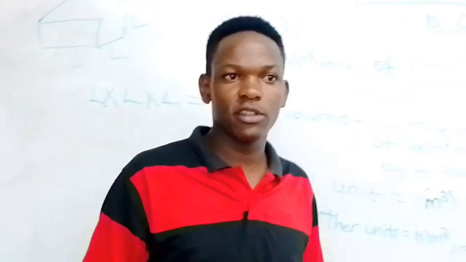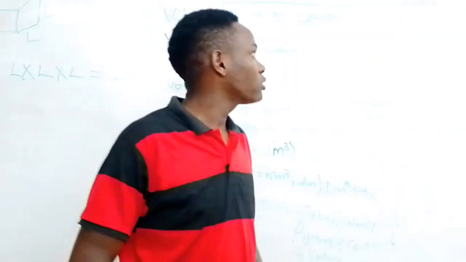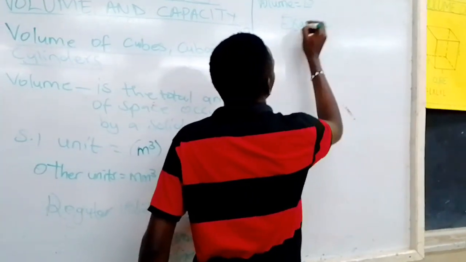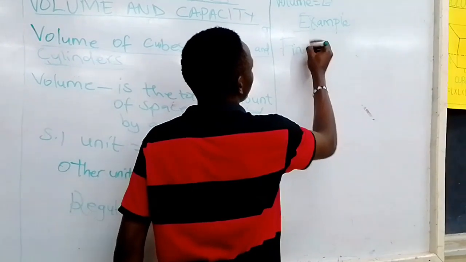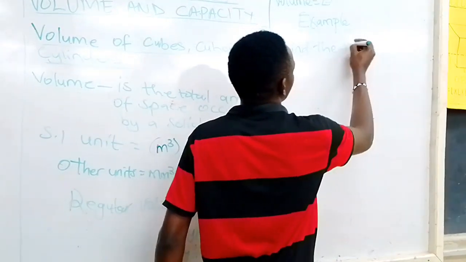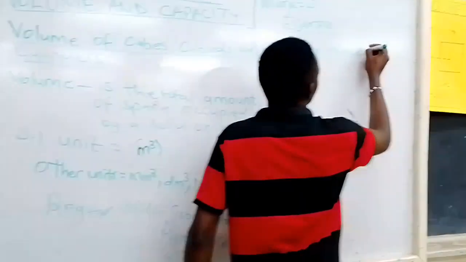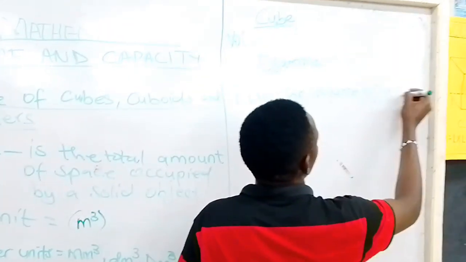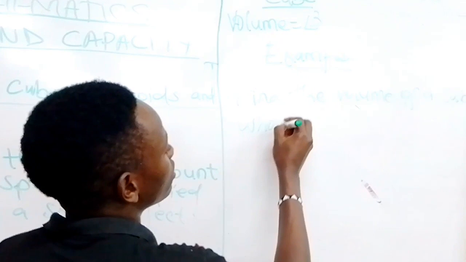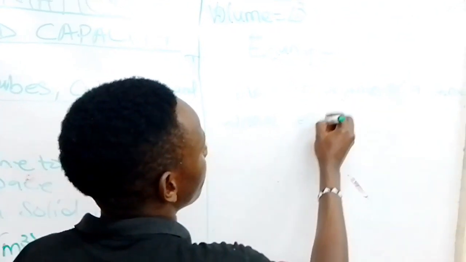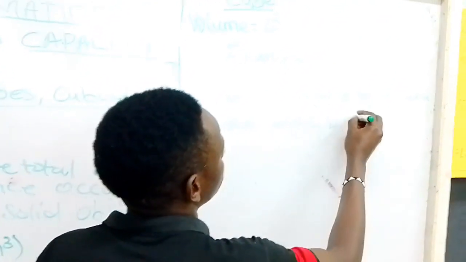So let's visualize this with an example. Find the volume of a cube whose length is 5 centimeters.